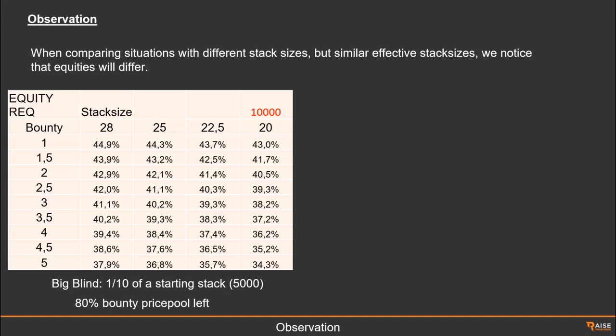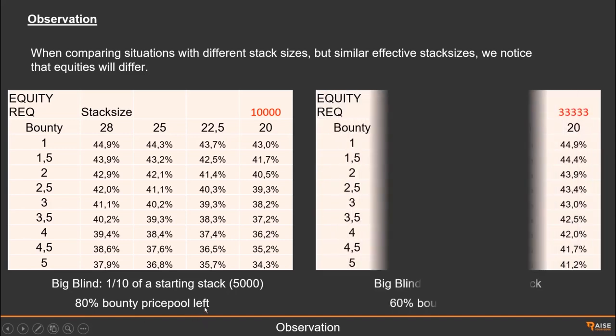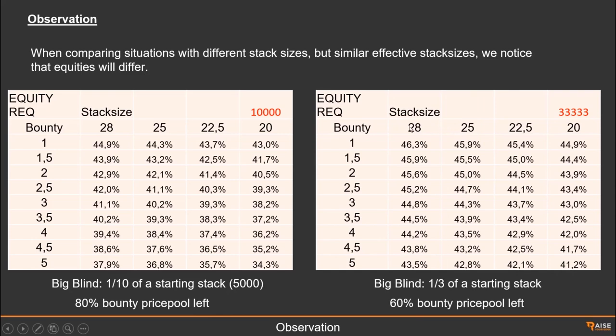And of course, since this is not the starting big blind in the tournament, a bit of the bounty prize pool should already have been distributed, because some players should already be busted at big blind 500, so we consider that 80% of the bounty prize pool is left. Now I give you a second situation where we have the same effective stack sizes, so 28, 25, 22.5 and 20 big blinds, and we have the same amount of bounties which can be won.